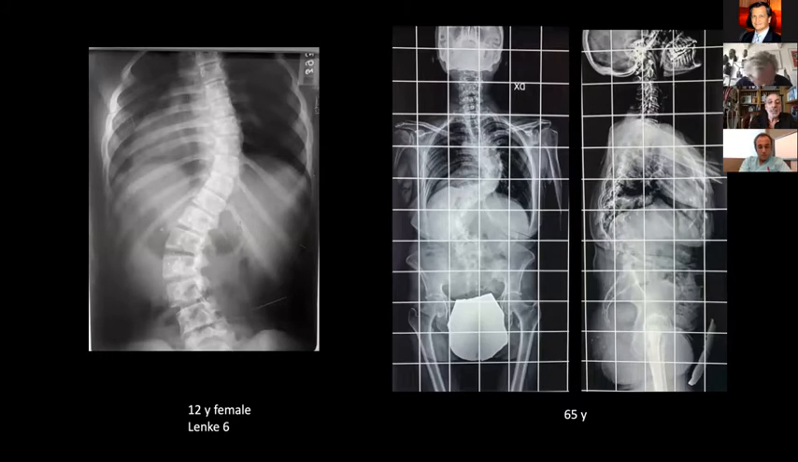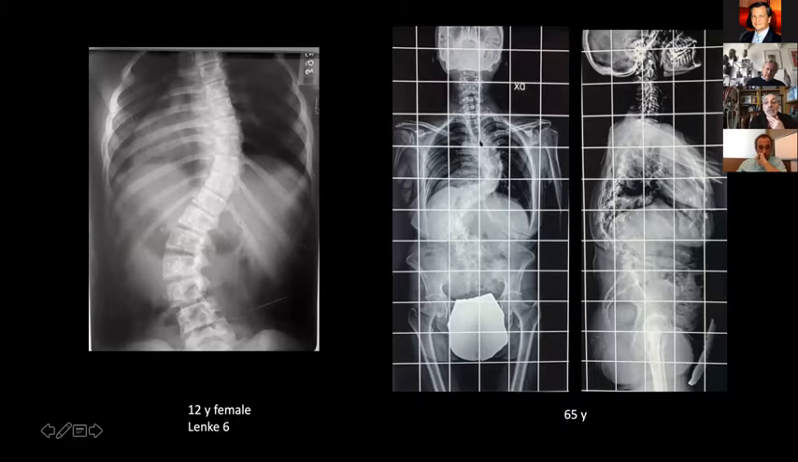Totally different is idiopathic scoliosis in adult. In this case, we have a relatively early onset of the scoliosis, very often at 8, 10 years, but the shape of the deformity is totally different. You can see a severe progression of the deformity. This is a Lenke 6.